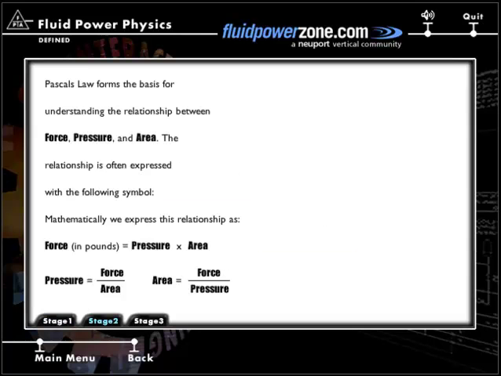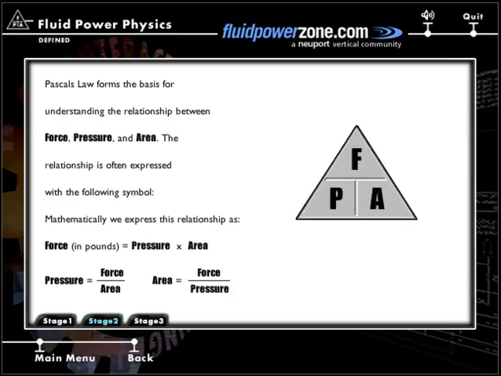Pascal's law forms the basis for understanding the relationship between force, pressure, and area. The relationship is often expressed with the following symbol. Mathematically, we express this relationship as force is equal to pressure times area. Pressure is equal to force divided by area, and we can calculate area by dividing force by pressure.